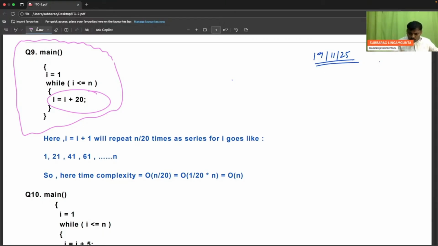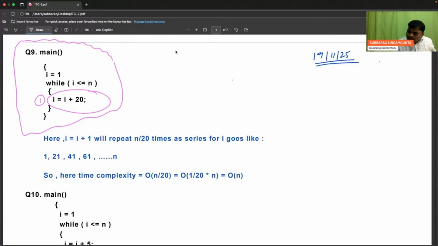Observe now. This loop contains one statement, two statements, doesn't matter. So this loop is repeating how many times? Let's check. Every time you are incrementing by 20, not plus 1. Let us assume one simple question. Initially assume I have 0. Every time I increment by 20, then 0 becomes 20, 20 becomes 40, 40 becomes 60, 60 becomes 80, 80 becomes 100.